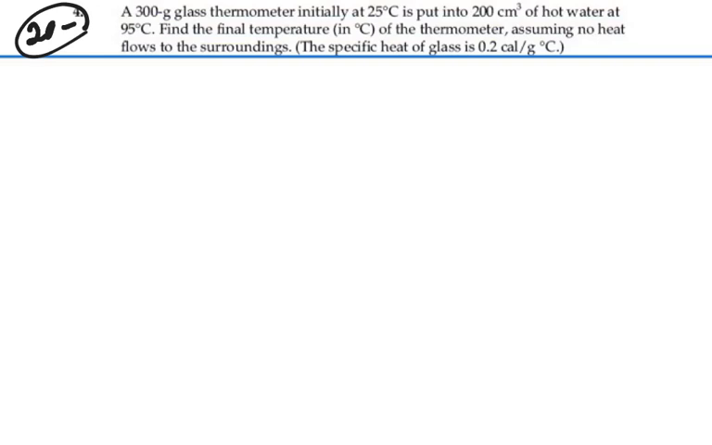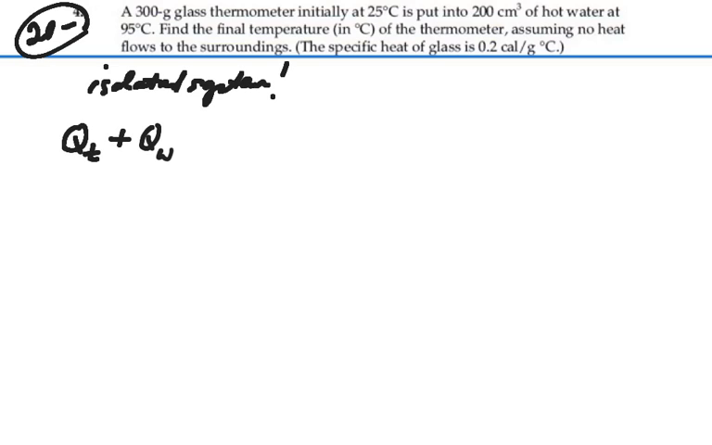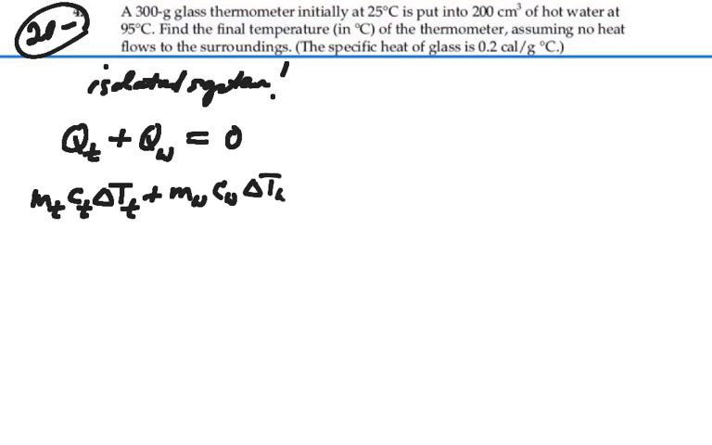Alright, so again, we have no heat flowing to the surroundings, so we have an isolated system. So it's true that whatever heat flows in terms of the thermometer plus the heat flow in relation to the water should equal 0. One of these will be negative because one heat will flow into the other system. Alright, so we have that the mass of the thermometer, the specific heat of the thermometer, change in temperature for the thermometer, plus the mass of the water, specific heat of water, change in temperature of the water, should equal 0.